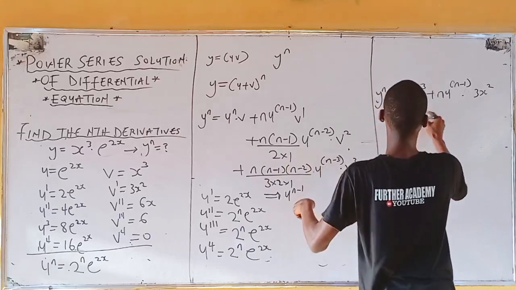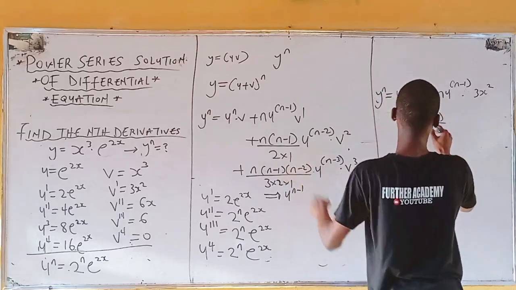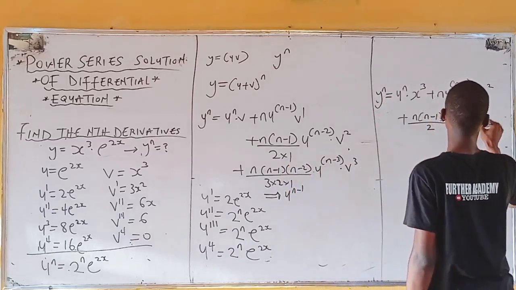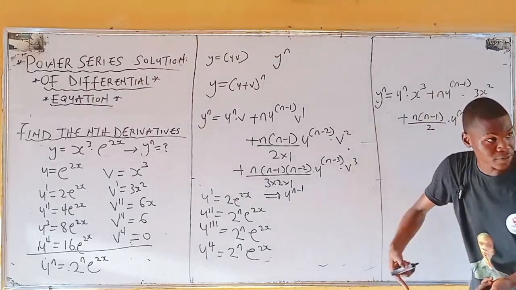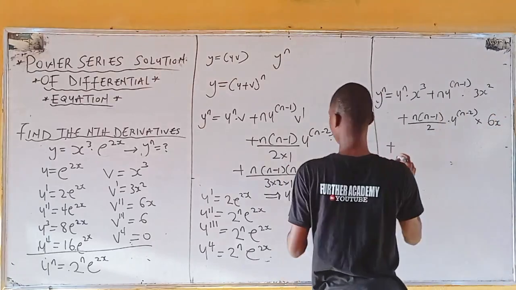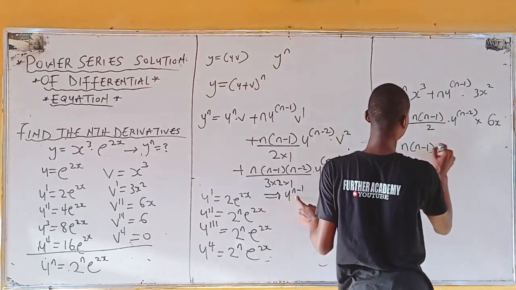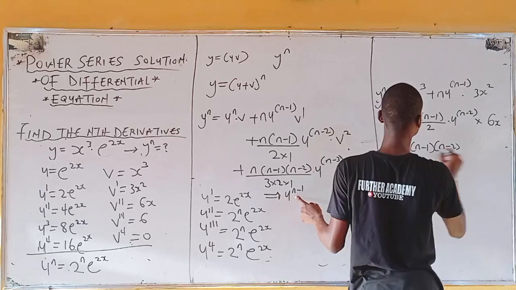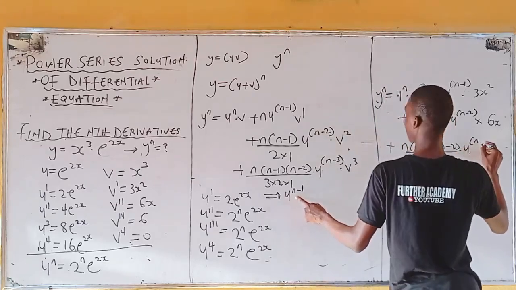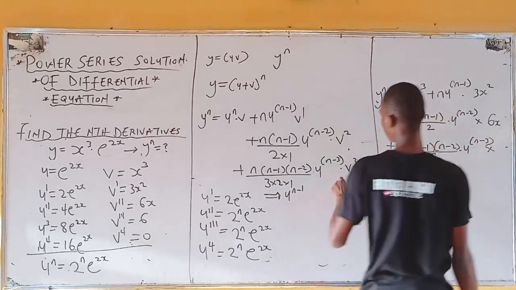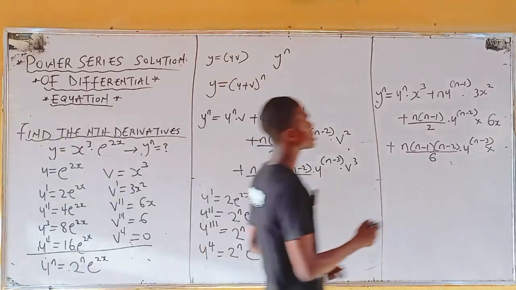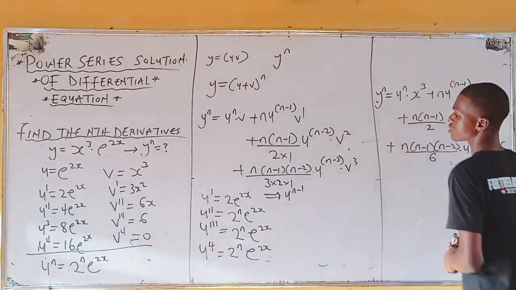Plus n(n minus 1)/2, multiplying u raised to the power of n minus 2, multiplying v double prime. What is it? The second derivative, 6s, right? Plus n(n minus 1)(n minus 2)/6, multiplying u raised to the power of n minus 3, multiplying v triple prime. What is the third derivative? 6, right?